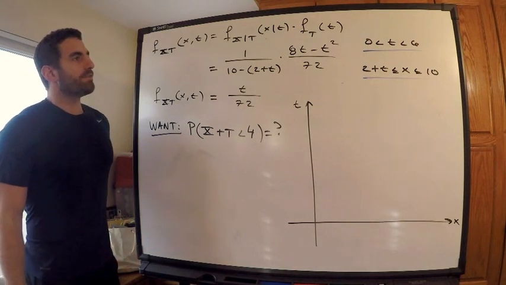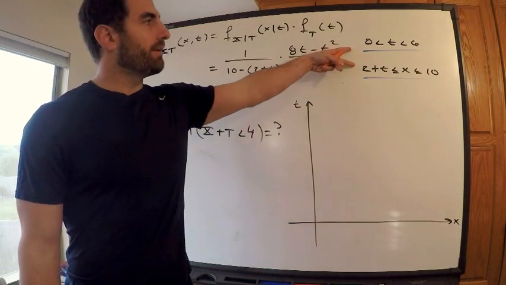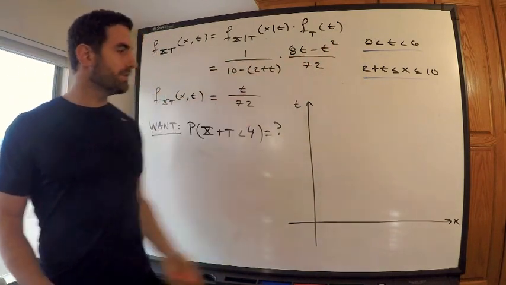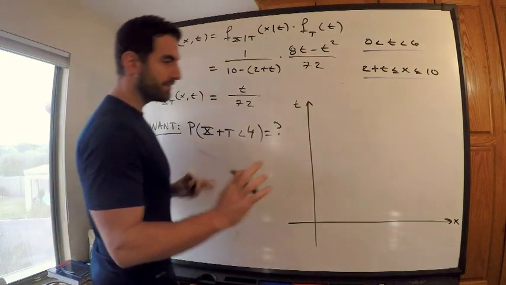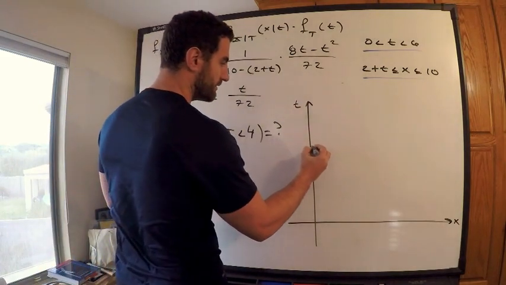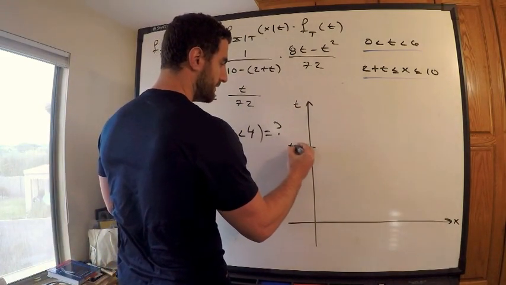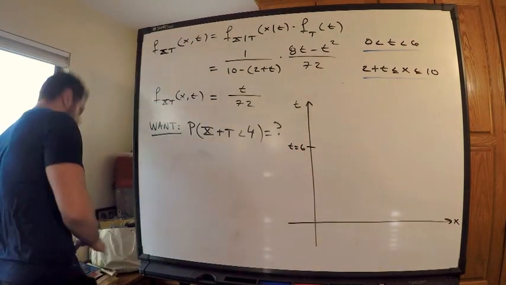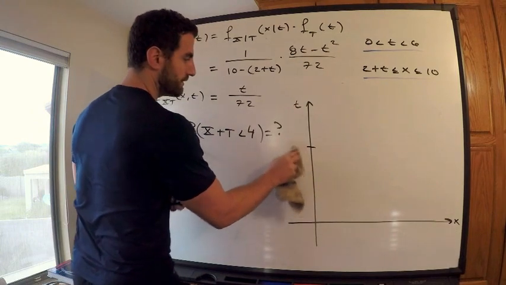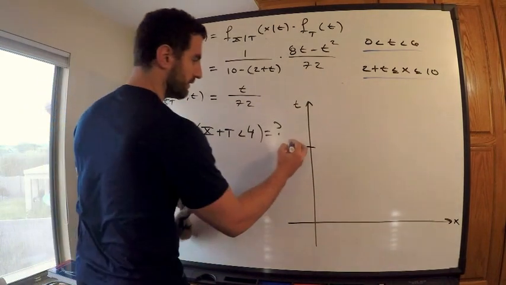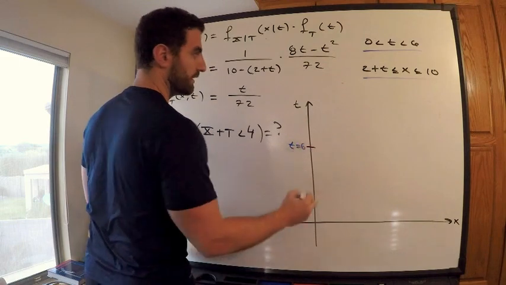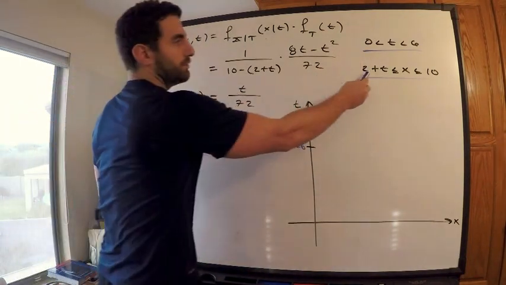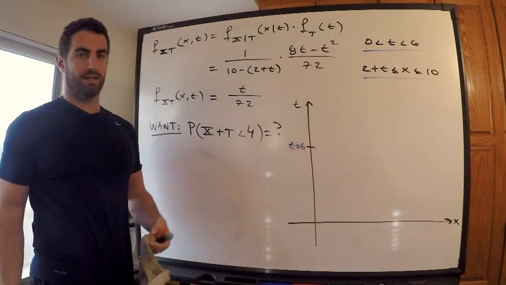Let's first draw just the region regarding our joint density function. t goes from 0 to 6. Again, it's not going to be completely to scale, but I'm going to put 6 up here. So here's 6. This is t equals 6. Maybe I'll use blue there. This is t equals 6. Again, t goes from 0 to 6. x goes from 2 plus t to 10.